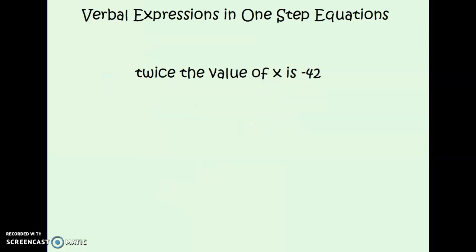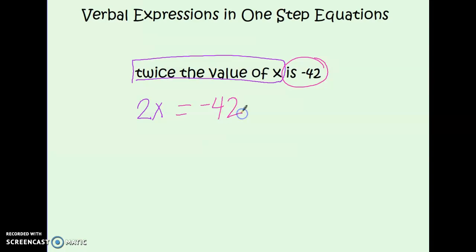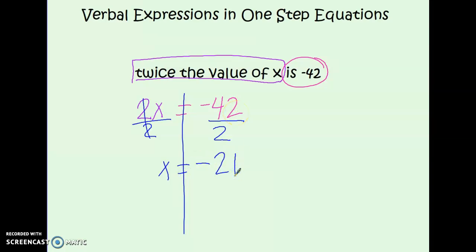Okay? Here is our next one. Twice the value of X is negative 42. When we're talking twice the value of something, okay, that means we're multiplying it by 2, or we're doubling it. So that means we are multiplying 2 times X, and then it tells us over here it is negative 42. And then we just solve it. Since we're multiplying, we're now dividing. So X equals negative 42 divided by 2, which is negative 21.